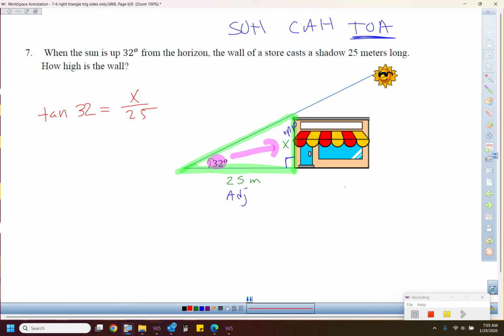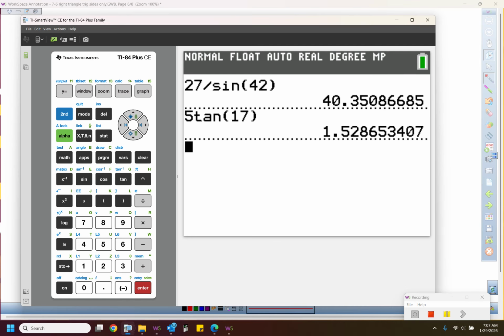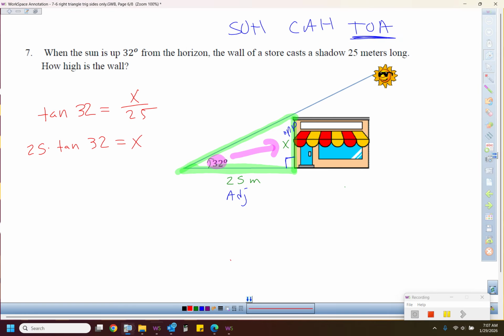And then we shall solve. So multiply both sides by 25. And yes, you need to show me all this work. So then I go punch that in, 25 tangents. I believe it was 32. Double check that. And I got about 15.6. Was it 32? Yes. So that store is about 15.6 meters tall. Cool. So we'll throw the label in there because it was a story problem.